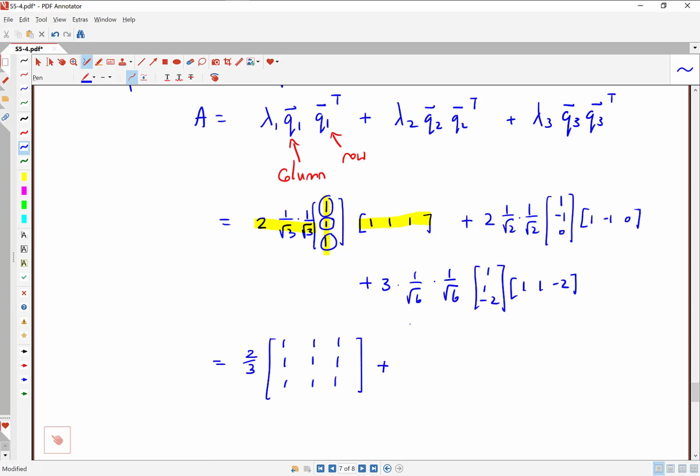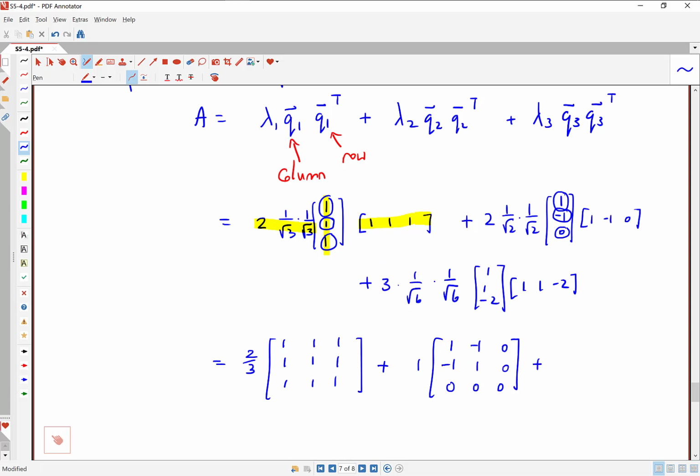I think it'll get more interesting as we go. So for the second term, we've got 2 over root 2 over root 2. So that's 1. And then we'll do our outer product expansion. So first number times that row, 1, negative 1, 0. Second number times that row, negative 1, 1, 0. And then multiply the 0 by that row, you get a row of zeros. Okay, so we're making progress here.